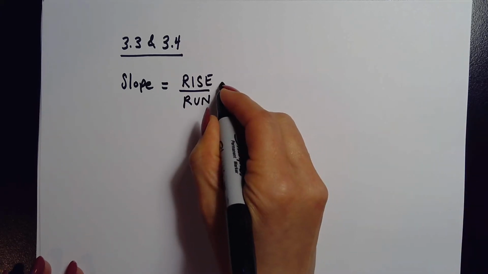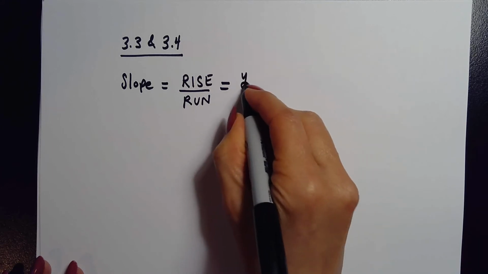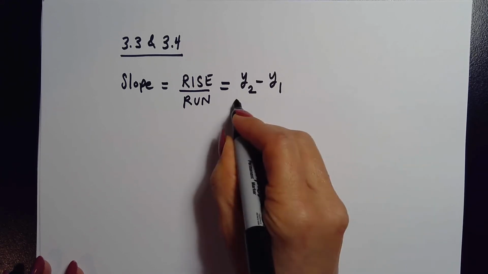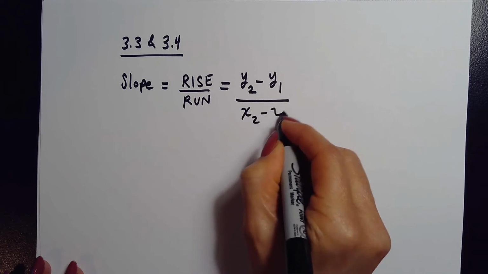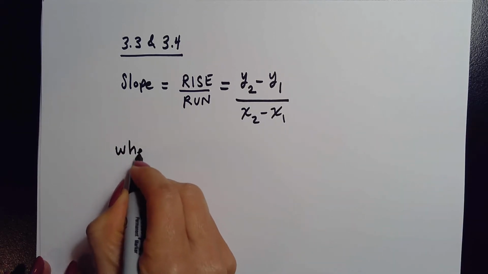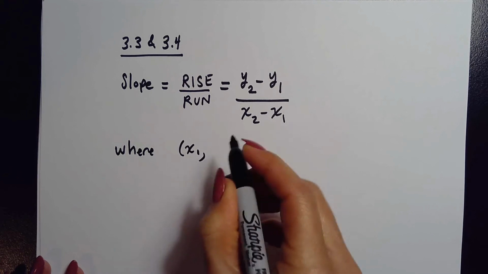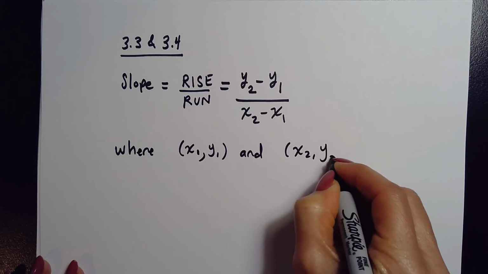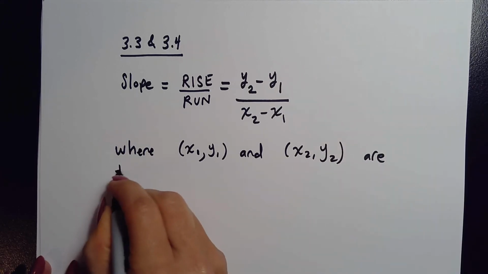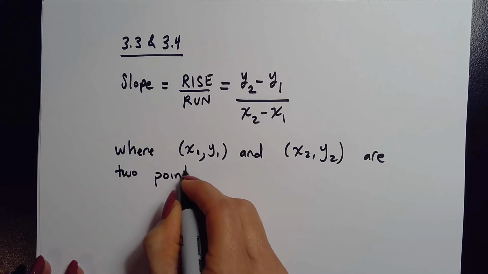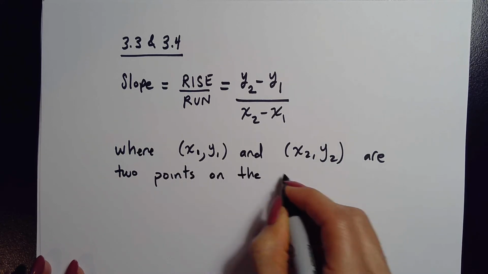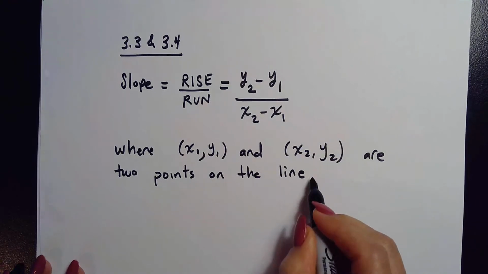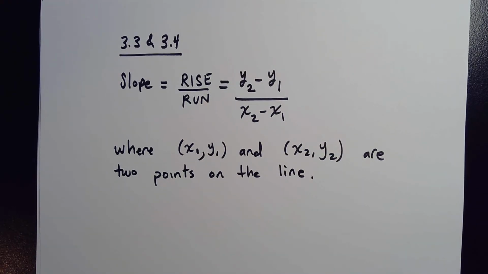The formula we will be using is the following: y2 minus y1 divided by x2 minus x1, where x1 comma y1 and x2 comma y2 are two points on the line. That's the definition of slope that we will use in this course. And so I'm going to work some problems from your workbook.